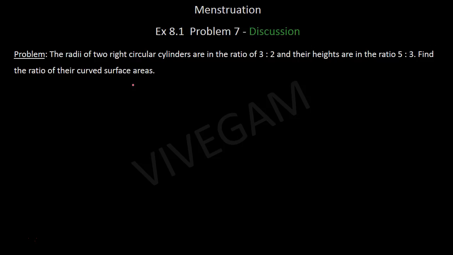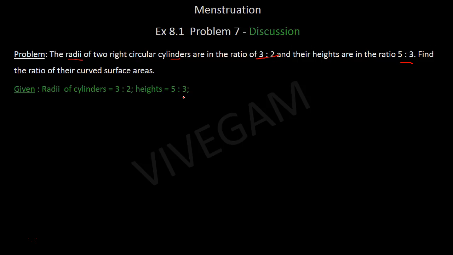So let's mark what's given. The ratio of the radii is 3:2 and the ratio of the heights is 5:3. Anything else given? Yes, it's a cylinder. Okay, I guess that's all. So let's list it out. Radii of the cylinders are in the ratio 3:2. Their heights are in the ratio of 5:3.